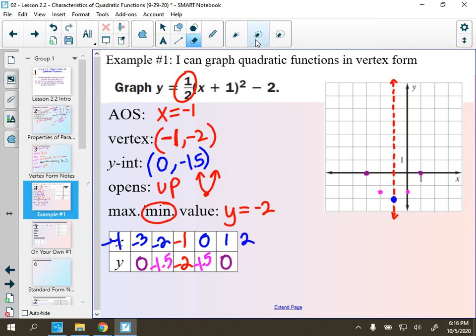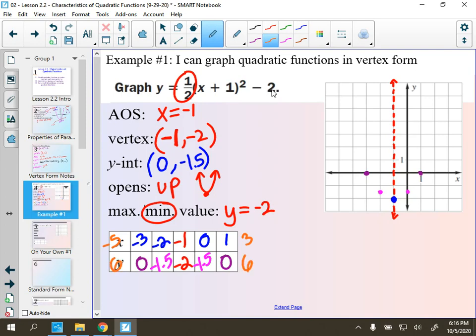If I was plugging in a third set of points, I probably wouldn't go with 2. I'd actually jump to 3 and -5. Why? Because the first thing we do is add 1 to it. So 3 plus 1 is 4. 4 squared is 16. I just like cutting it in half and getting a nice number. 16 times 1/2 is 8. 8 minus 2 is 6.